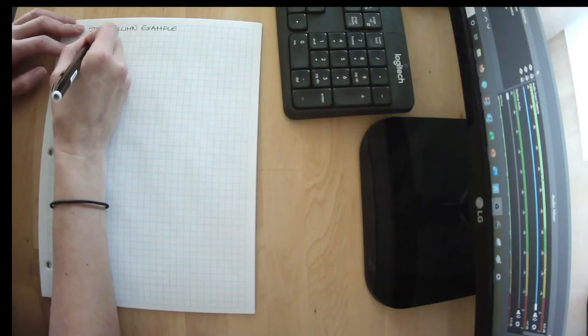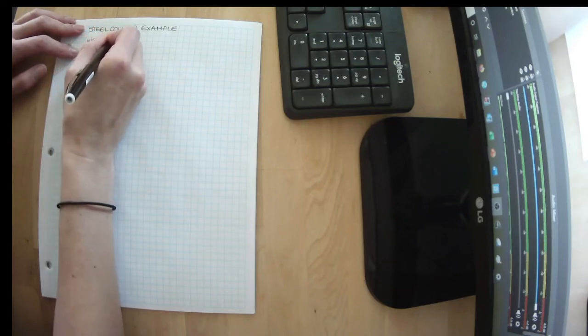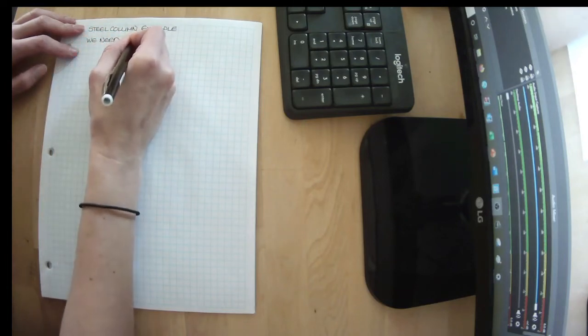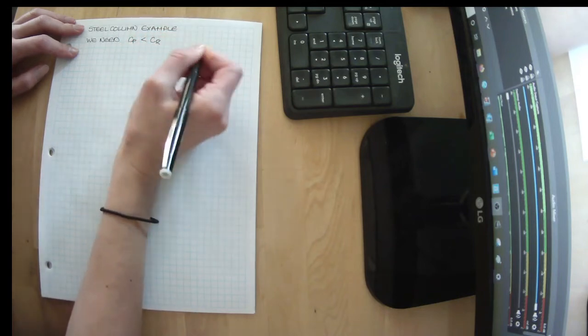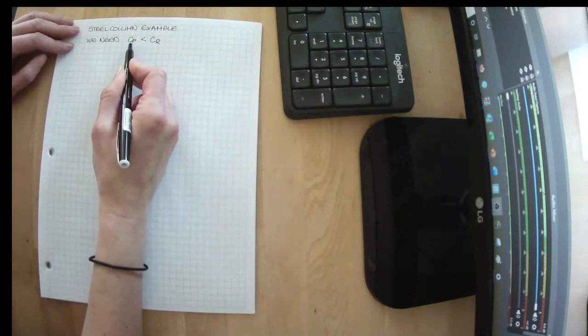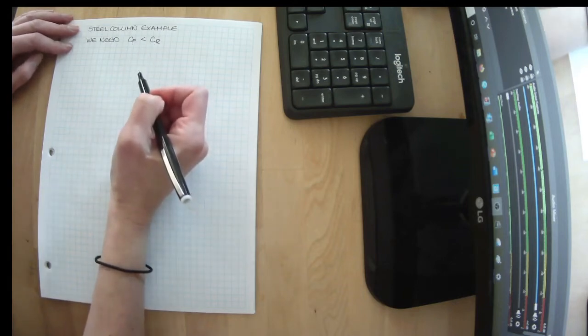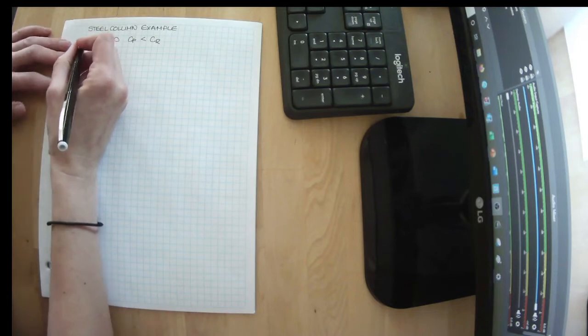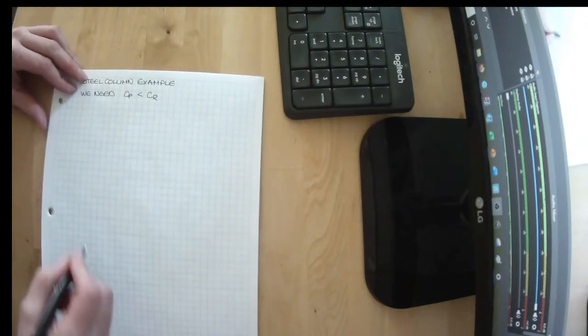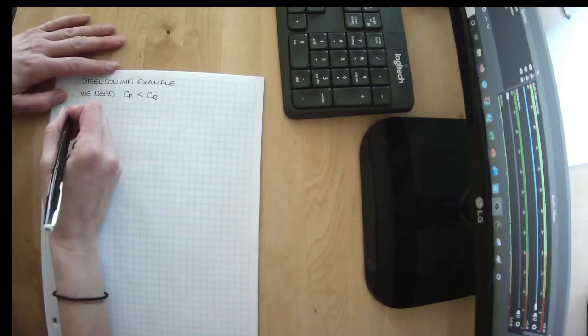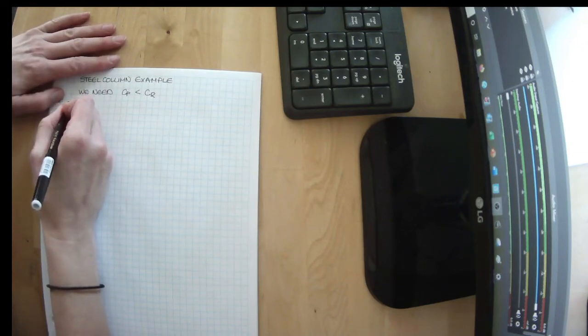We need CF to be less than CR. So that means we need to calculate CF and we need to calculate CR. The CF we learned last term, that's what we learned in Structures 1. So let's start looking at CF.